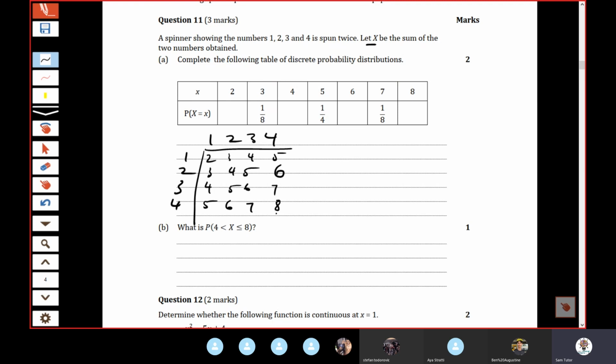You can get an 8, 1 out of 16. You get a 6, 3 out of 16. You get a 4, 3 out of 16. And you get a 2, 1 out of 16. You get a 3, 2 out of 16, which is 1 out of 8. You get a 5, 4 over 16, which is a quarter. You get a 7, 2 out of 16, which is an eighth. That makes sense, doesn't it?